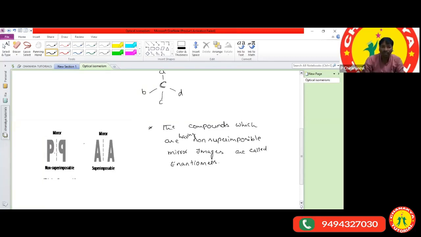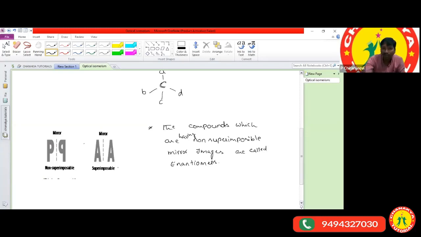Now, in this one, P is non-superimposable. If you take the P and place it on the other P, they are non-superimposable. And with A, if we lift it and place it upon the other A, the position of the A is the same. These two ends are the same. So that is why we call it superimposable.